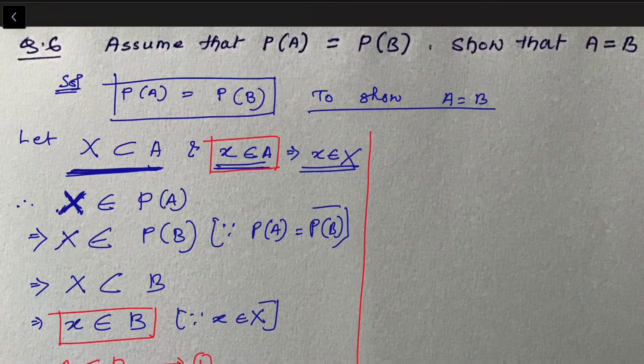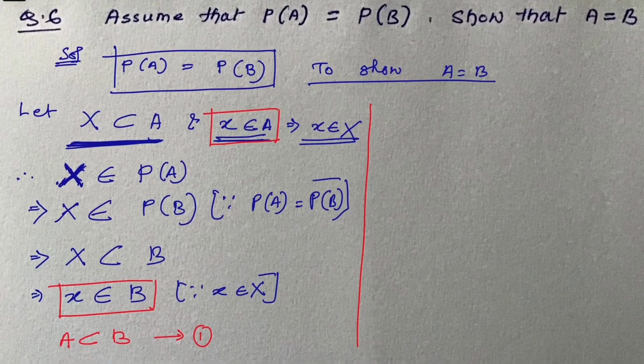Let us consider, suppose, let capital Y be a subset of B and small y belongs to B. Okay, small y is an element of set B. So small y must belong to capital Y, because capital Y is a subset of B.